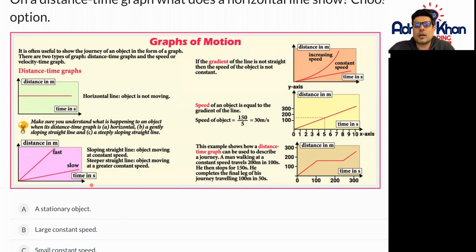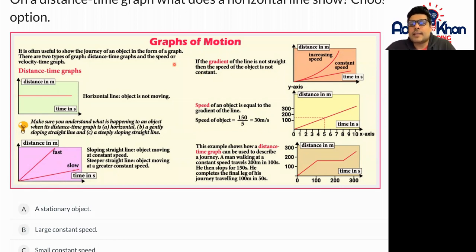We've got a second distance time graph here. With these two lines, the sloping straight line shows an object moving at a constant speed, and the steeper straight line shows an object moving at a greater speed. You can see this first line here, which says fast. This is a steeper straight line, which means that the object is moving at a greater speed. The slightly sloped straight line shows that the object is moving, but at a slower speed.